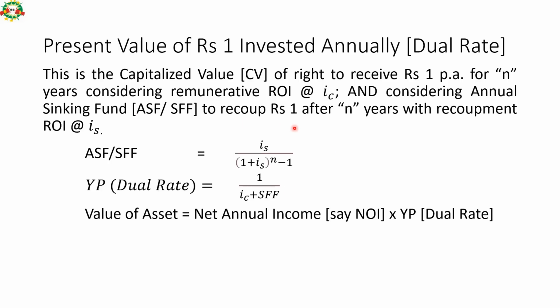So we will learn calculation of sinking fund with the help of a direct formula in Excel and using a function as well. Once you calculate SFF, then you have to calculate year purchase, dual rate. This is a simple formula, no function is required for this. And then you can multiply this year purchase with the annual income of the property to calculate the value of the asset. So let us understand, and before we jump to the example, let me briefly tell you about sinking fund factor.